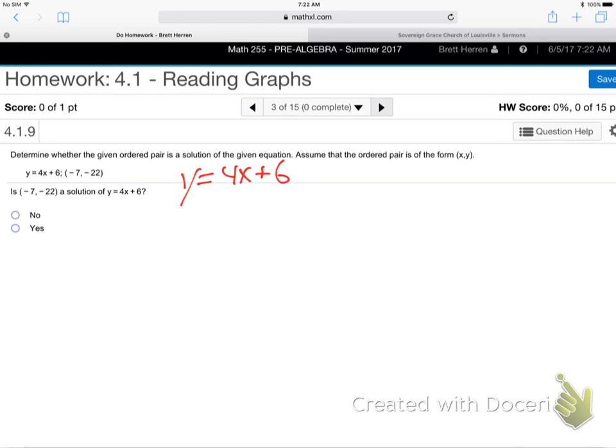So y equals 4x plus 6, minus 7, minus 22. So give that a try. Go ahead and plug that in, see if it makes it true or not.